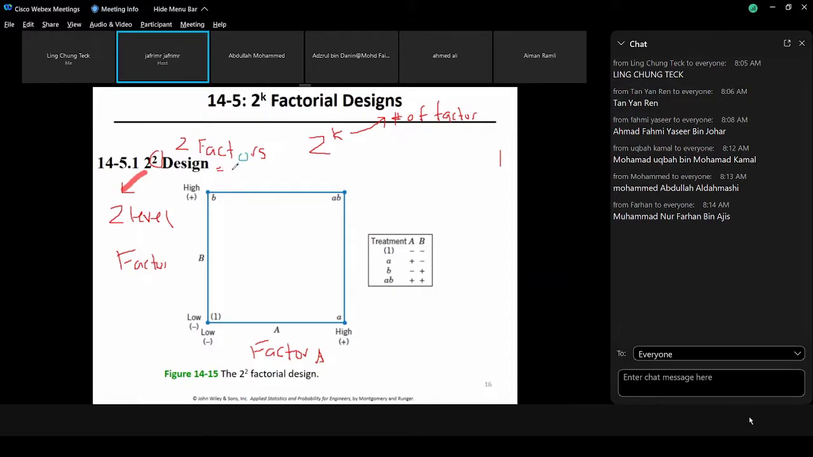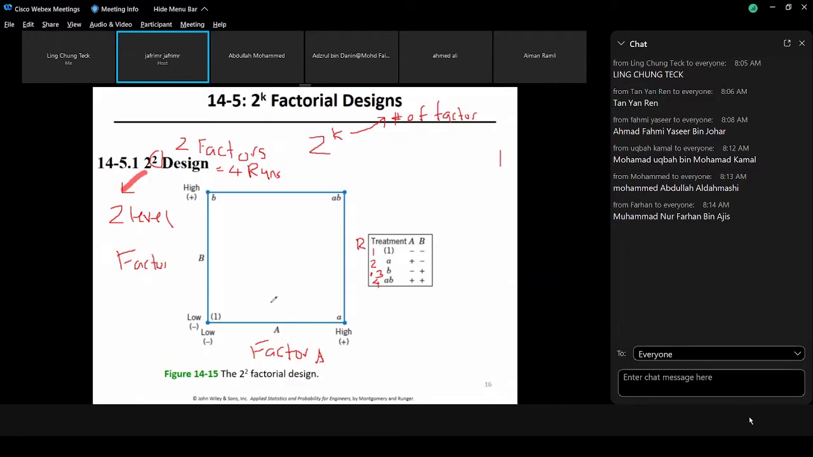Okay, this is run 1, right? Run 2, run 3, and this is run 4. There are 4 runs. That means how to interpret this?